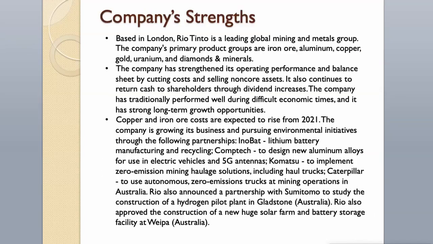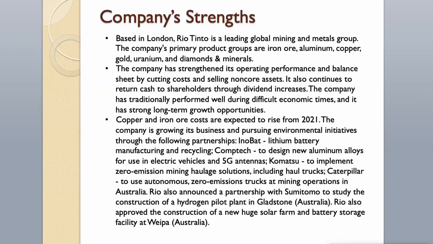Company strengths. Based in London, Rio Tinto is a leading global mining and metals group. The company's primary product groups are iron ore, aluminum, copper, gold, uranium, and diamonds and minerals. The company has strengthened its operating performance and balance sheet by cutting costs and selling non-core assets. It also continues to return cash to shareholders through dividend increases. The company has traditionally performed well during difficult economic times, and it has strong long-term growth opportunities.